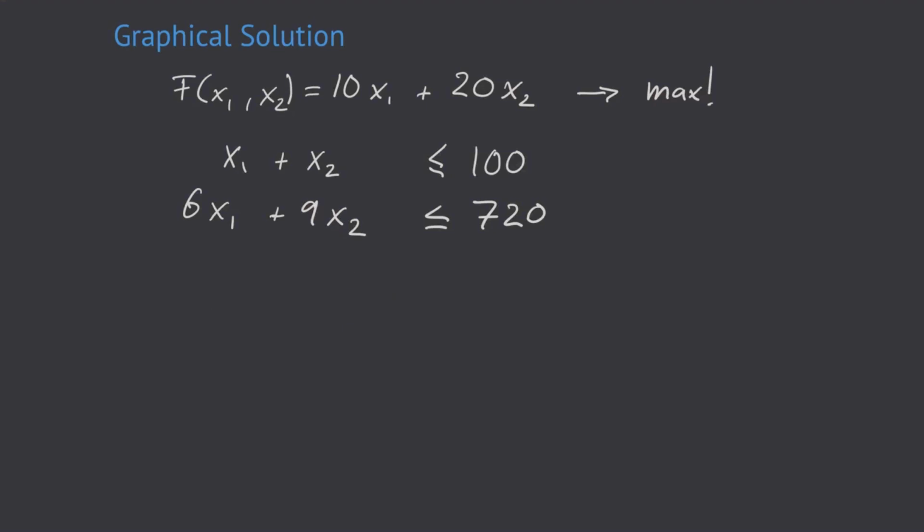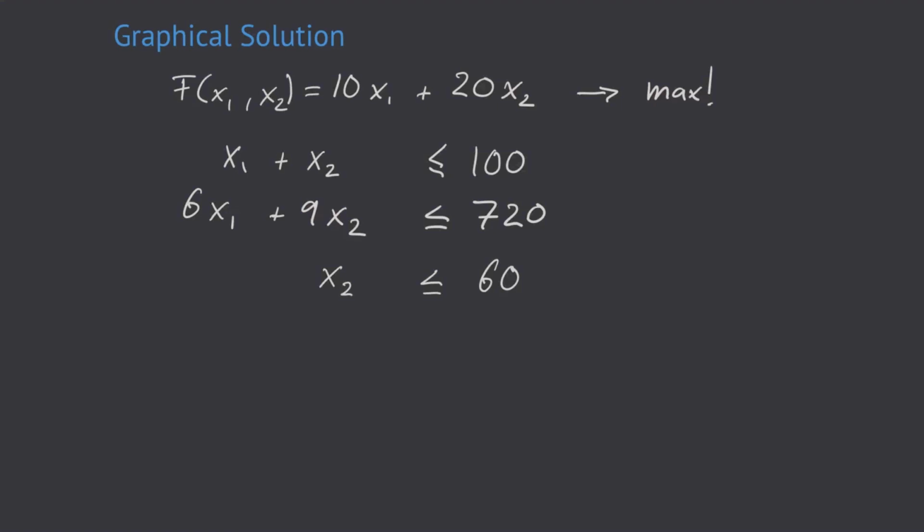The last restriction is x2 must be less or equal than 60, because we only have those 60 units for assembly. These three requirements are almost complete.